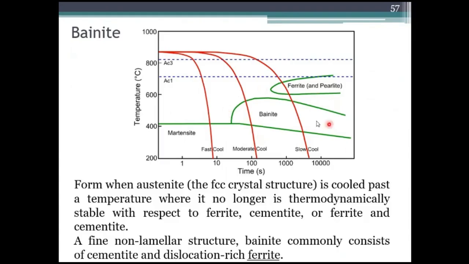See here, this portion will be yielding a bainite. So below the lower critical line, if you form this portion, it will be yielding the formation of bainite. So here in this bainite, what happens is it will consist of cementite plus a rich ferrite.